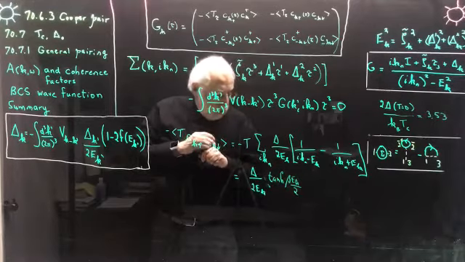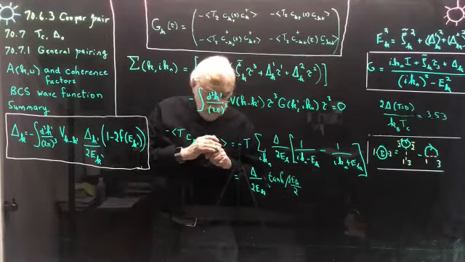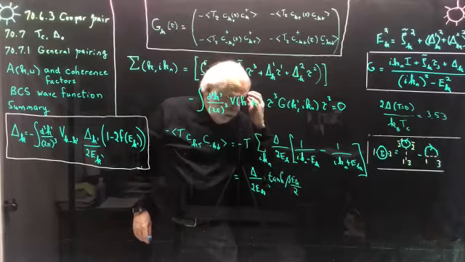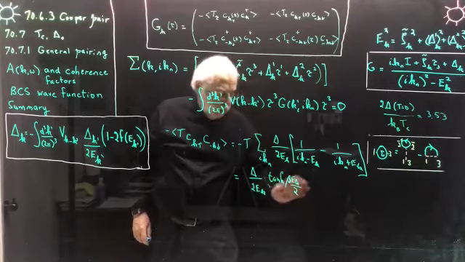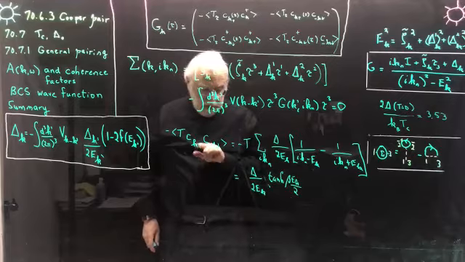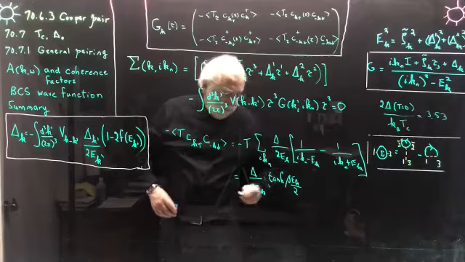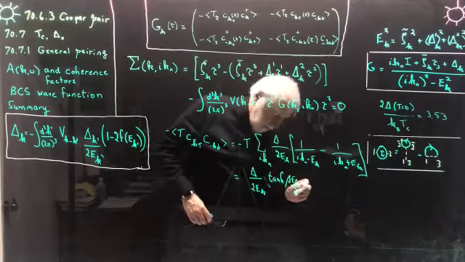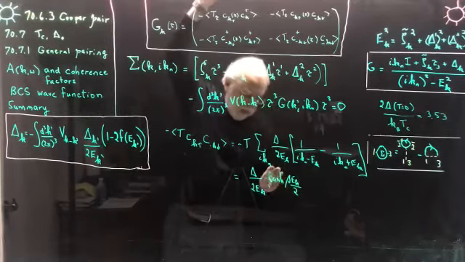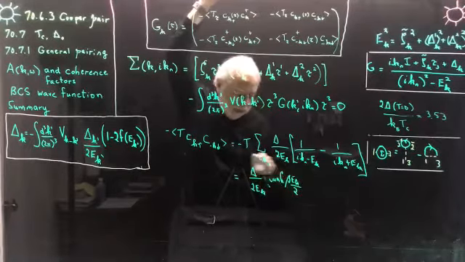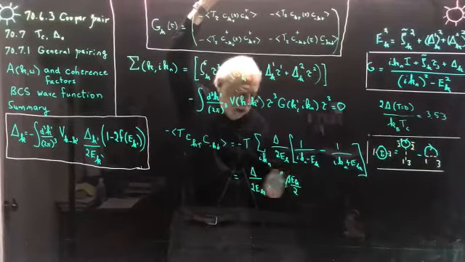Okay, so at 0 temperature, we're looking at EK is always positive. So at 0 temperature, beta goes to infinity. So I can replace this by 1, and that's my pair wave function. Now, if you look at 0 temperature, I replace this by 1.